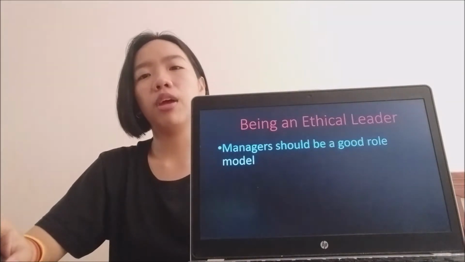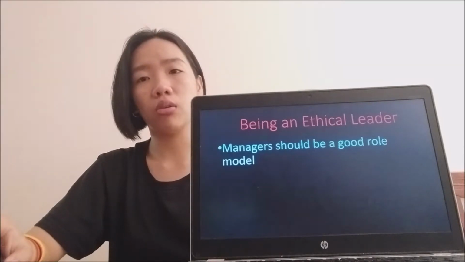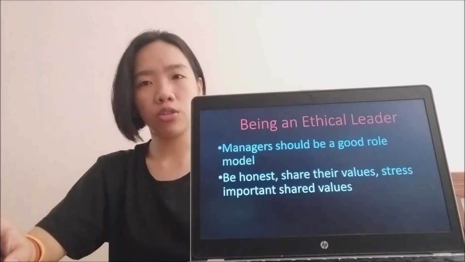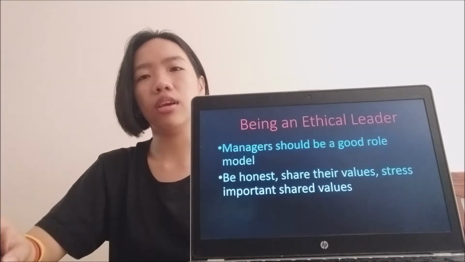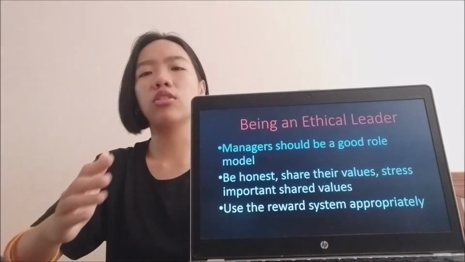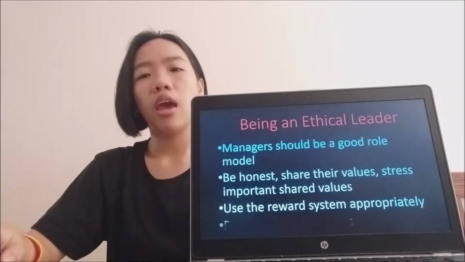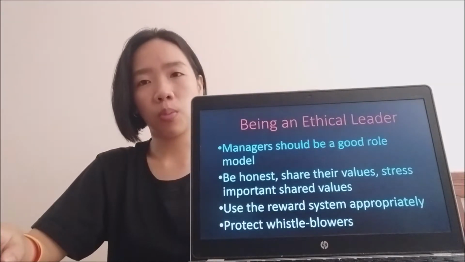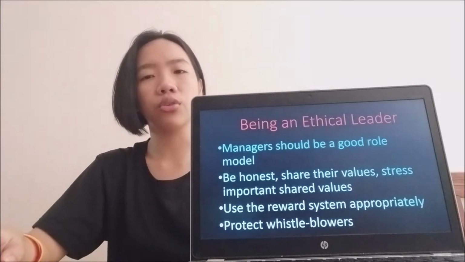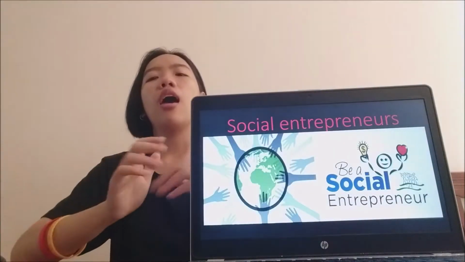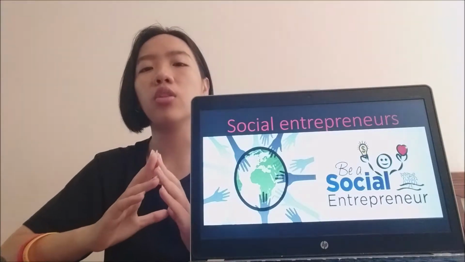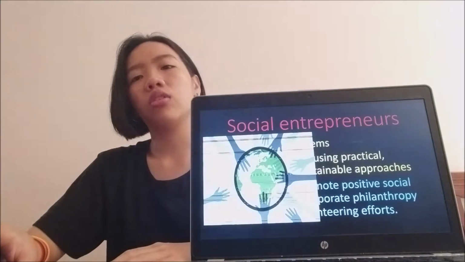So that means managers should be good role models for the employees. They need to be honest in sharing their values and also emphasize the important shared values. They should use a reward system appropriately and also protect the whistleblowers, which are the employees that raise the ethical issues or concerns.